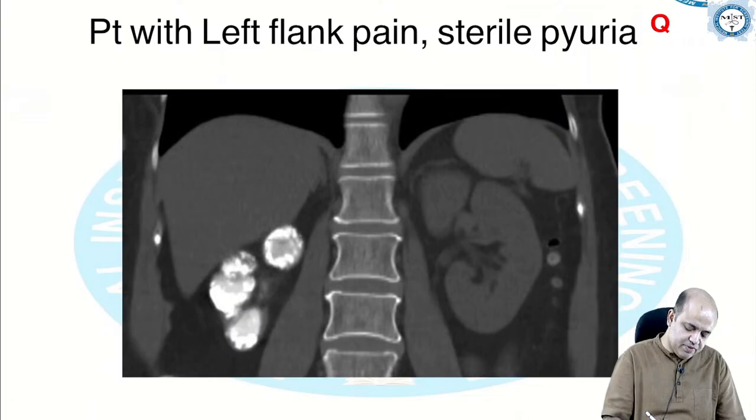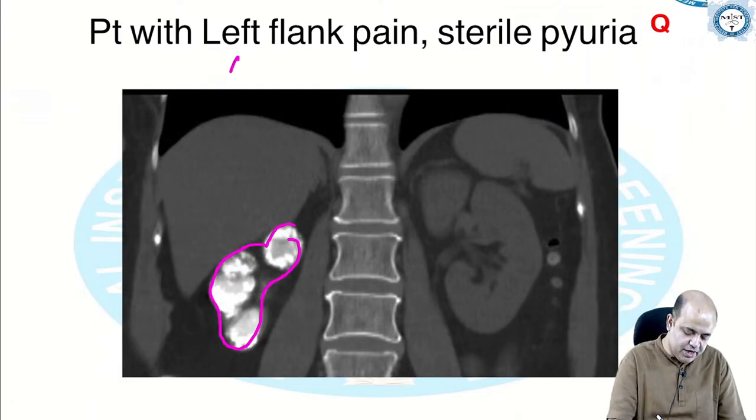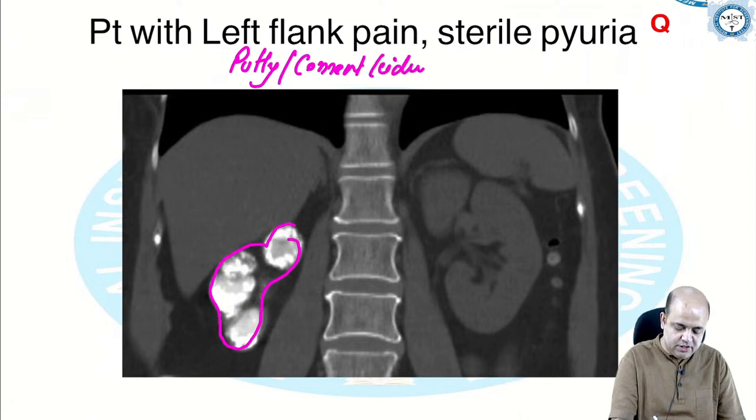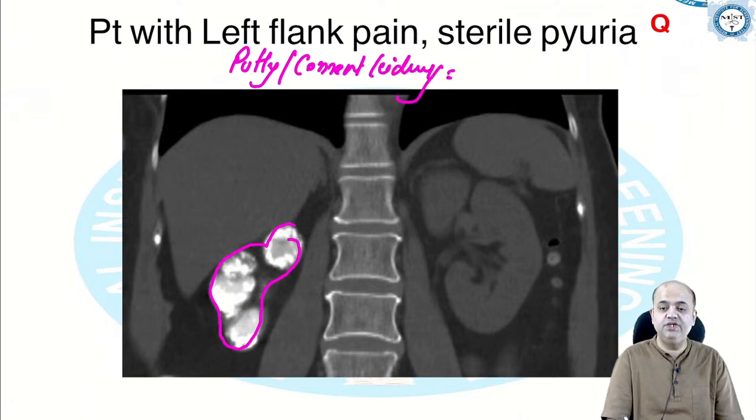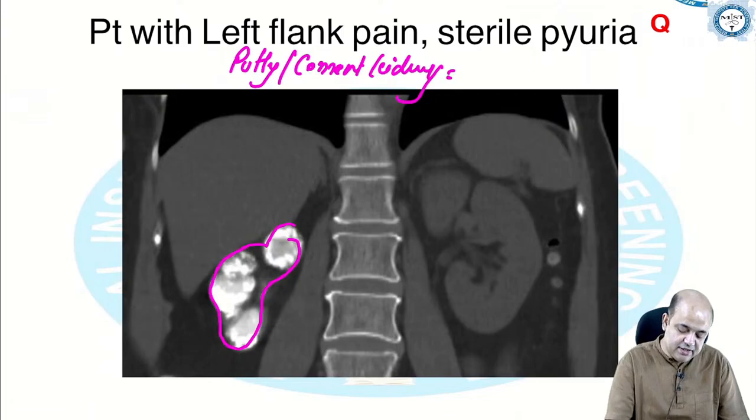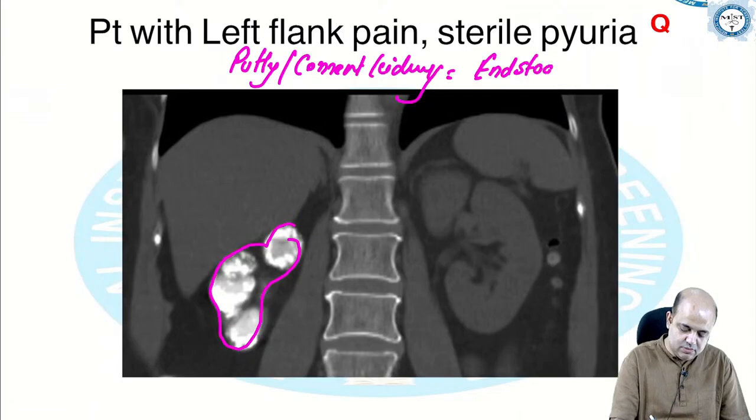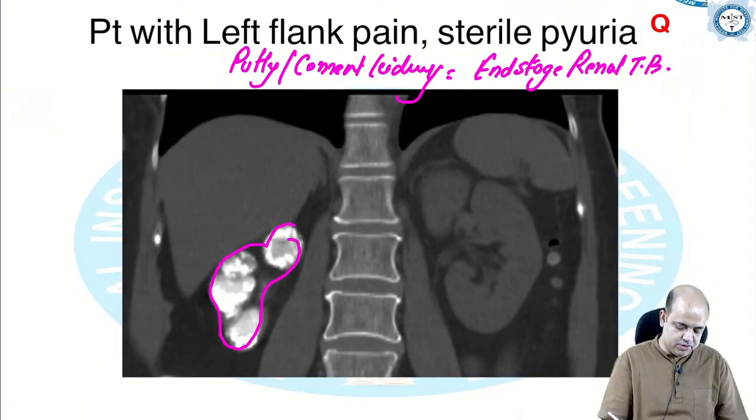Patient coming with the flank pain, and what do we see? We see the entire kidney is calcified. This is a putty kidney, or a cement kidney. Seen with the end stage renal tuberculosis.